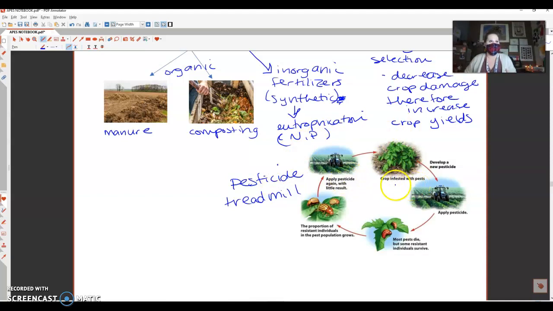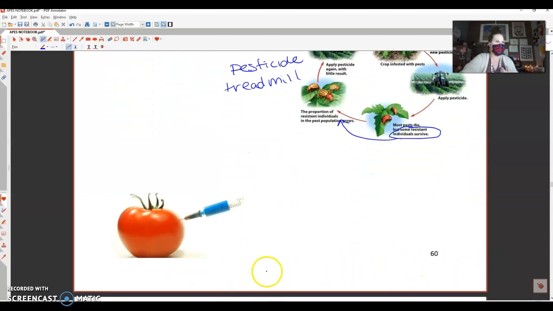So you have a crop infested with pests, you develop a new pesticide. Great, you apply it. Most of them die, but guess what? Some resistant ones survive, okay? They pass that resistance on to their offspring, so we have to come up with a new pesticide. We spray it again. It keeps going over and over and over. That's called a pesticide treadmill. That is what we do not want. It's adding more and more toxins to the environment, okay?